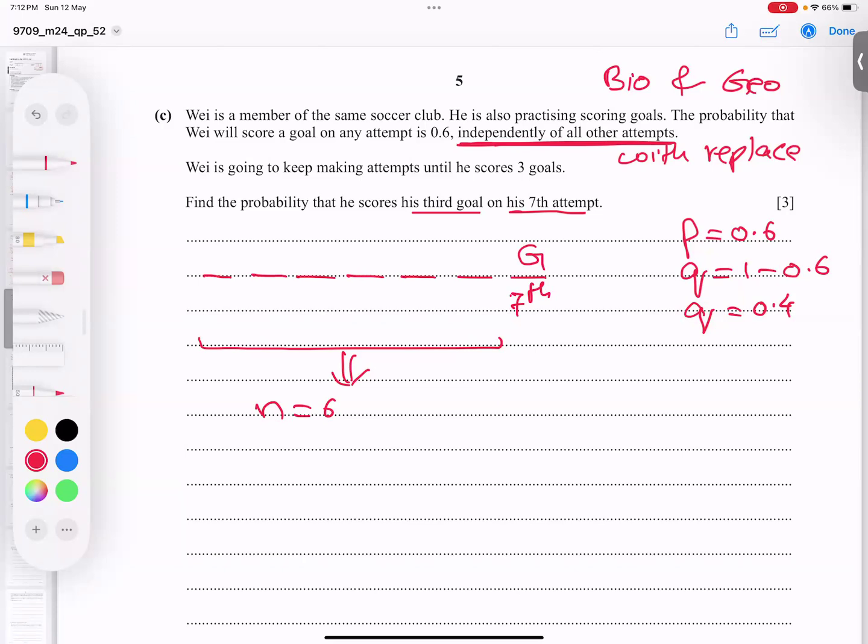What is my favor? My favor is a goal, and there are 2 goals here already. How come? The third goal is coming in the 7th attempt. So naturally, 2 goals are here somewhere. It can be here, it can be here, both can be here. So the goals can be in any order. So the probability of favor is 0.6, the probability of not favor is 0.4.